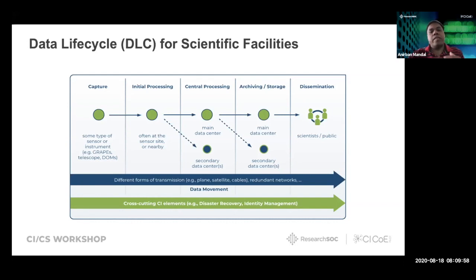So these steps are the most basic, very high-level steps of the data life cycle. And then there are certain steps which are cross-cutting across these stages, right? So for example, data movement is kind of central to the data lifecycle stages, and it cuts across these different stages. Other cross-cutting CI elements could be identity management, could be disaster recovery, which affect multiple stages of a data lifecycle. So those are what we call cross-cutting elements of the data lifecycle.